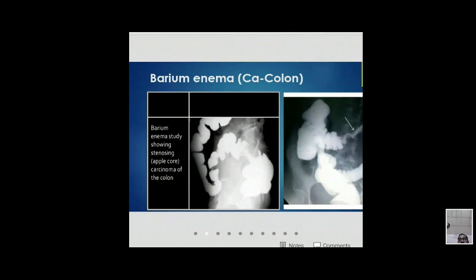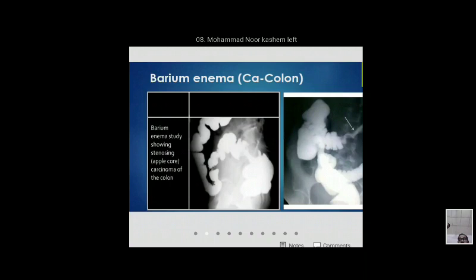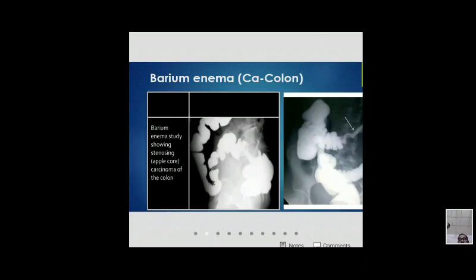So if you suspect a growth in the right colon, left colon, or in the rectum, colonoscopy is the confirmatory test for diagnosis as well as for further management. So colonoscopy with multiple biopsies in case of colonic malignancy. In case of rectal carcinoma, you can go for proctosigmoidoscopy with biopsy.